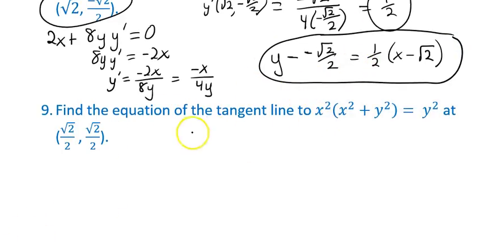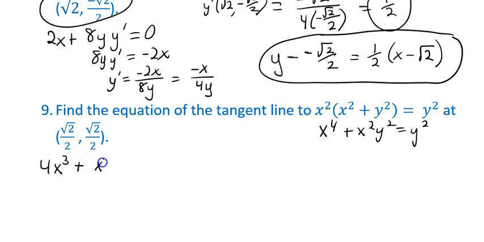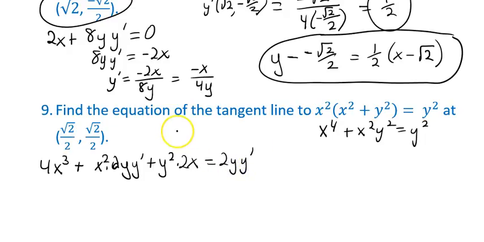Okay, for our last example, we're doing the same process. This is one that I would actually distribute before I started taking the derivative just to make it a little easier, because that would become x to the 4th plus x squared y squared equals y squared. And that's going to be a little easier than doing a product rule here. So my derivative would be 4x cubed plus first times the derivative of the second plus the second times the derivative of the first, and then on the other side you have a chain rule, 2y y prime.